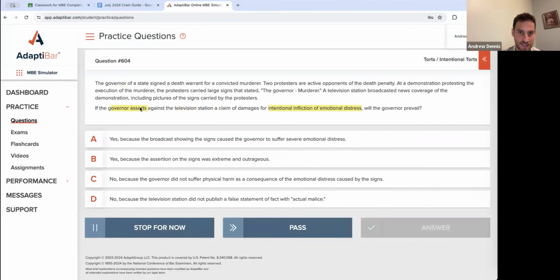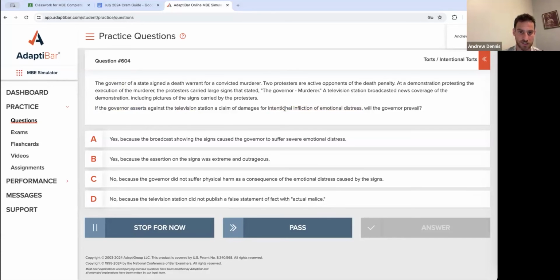The governor of a state signed a death warrant for a convicted murderer. Two protesters are active opponents of the death penalty. At a demonstration protesting the execution of the murderer, the protesters carried large signs that stated, "The governor, murderer." A television station broadcasted news coverage of the demonstration, including pictures of the signs carried by the protesters. If the governor asserts against the television station a claim of damages for intentional infliction of emotional distress, will the governor prevail? A: Yes, because the broadcast showing the signs caused the governor to suffer severe emotional distress.